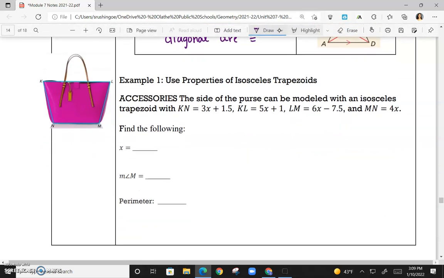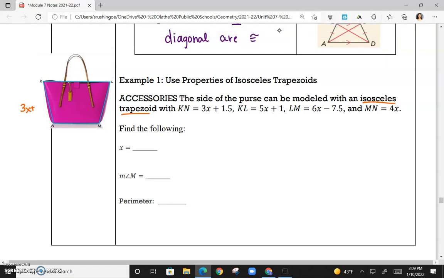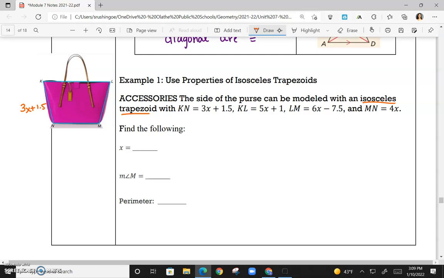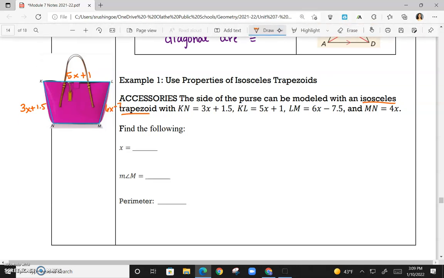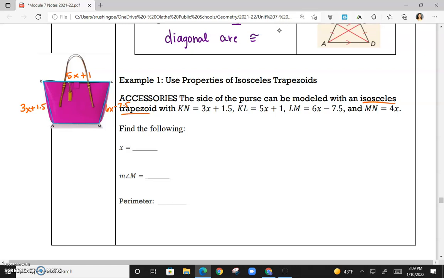So our next example down here is an isosceles trapezoid, as it says in the directions. So we're going to go ahead and label all of our pieces here. This is a 3x plus 1.5 for KN. And then KL up here is a 5x plus 1. LM is over here as a 6x minus 7.5. MN is a 4x. So the legs are congruent.